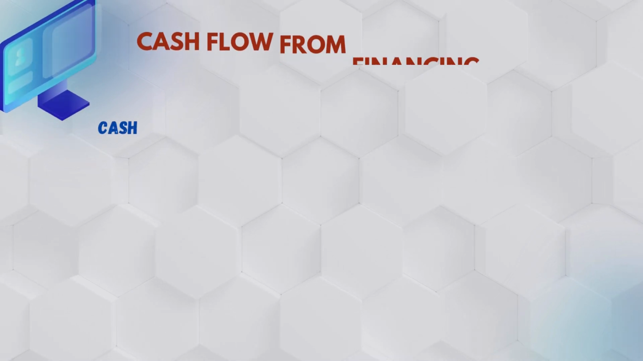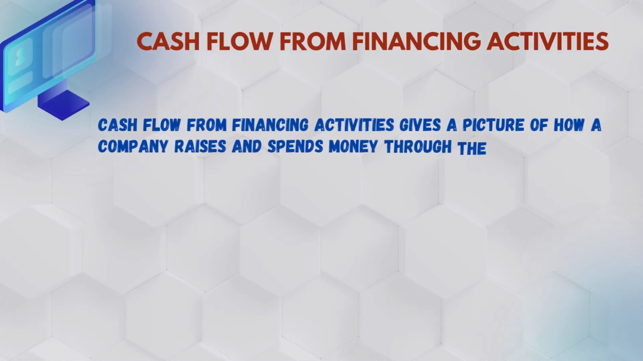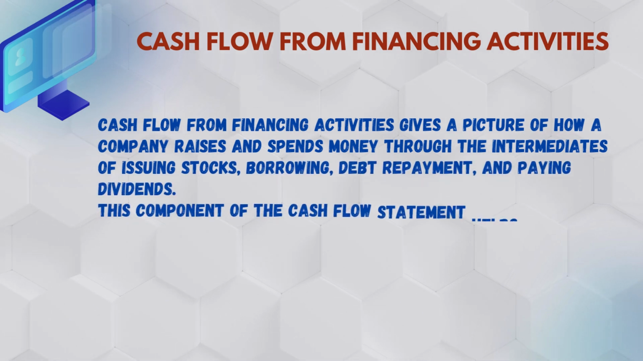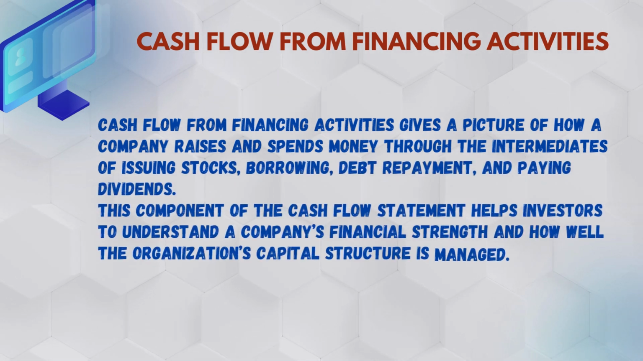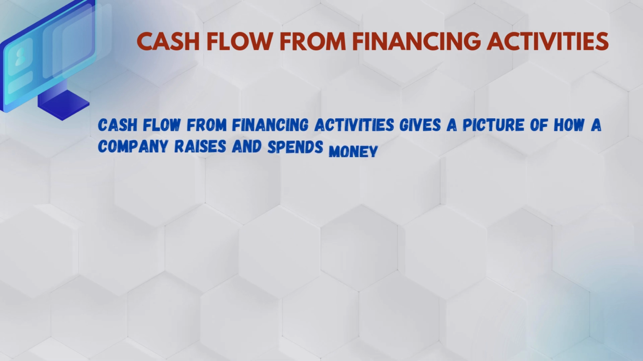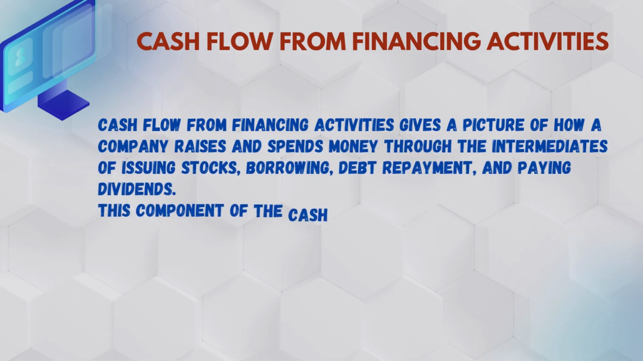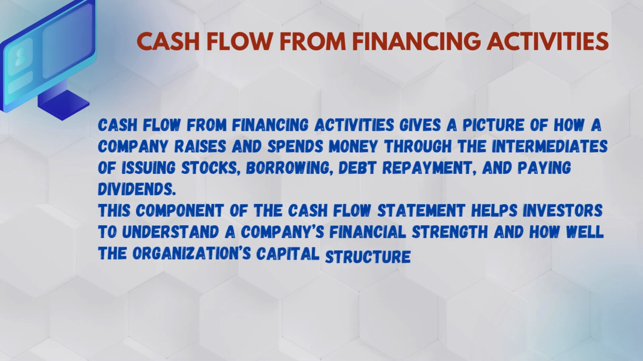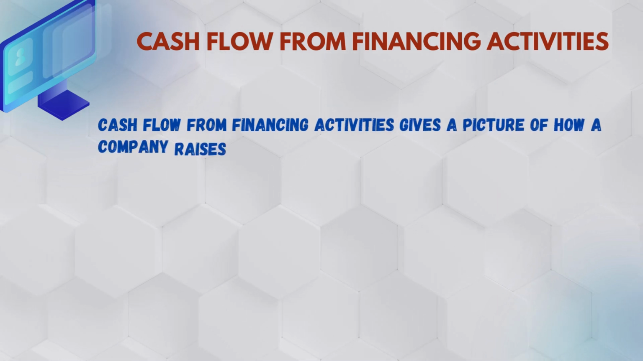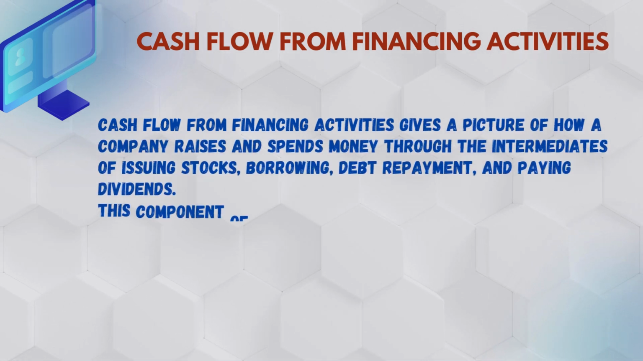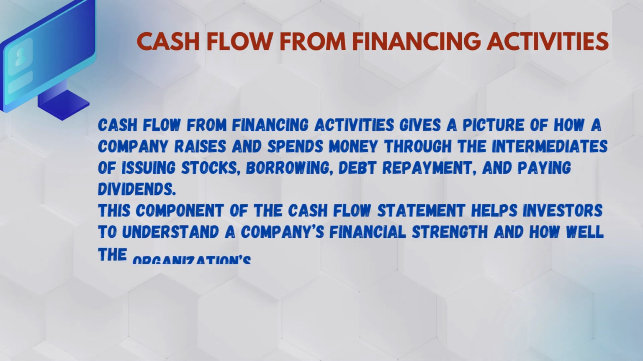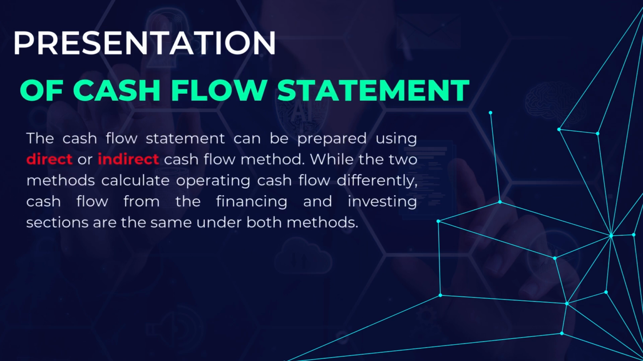The third is the cash flow from financing activities. This section gives a picture of how a company raises and spends money through issuing stocks, borrowing, debt repayment, and paying dividends. This component of the cash flow statement helps investors to understand the company's financial strength and how well the organization's capital structure is managed.